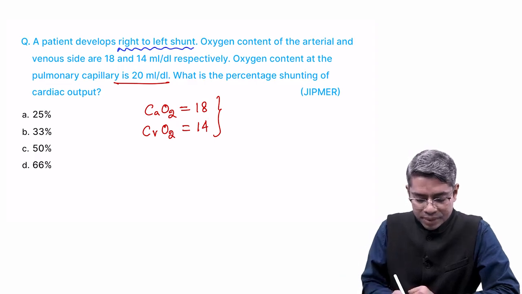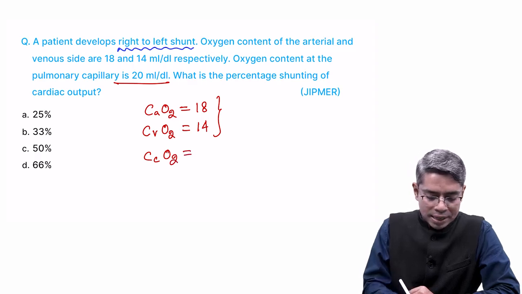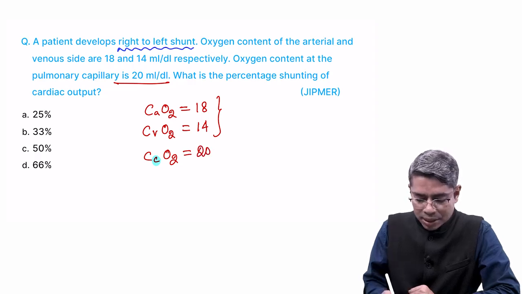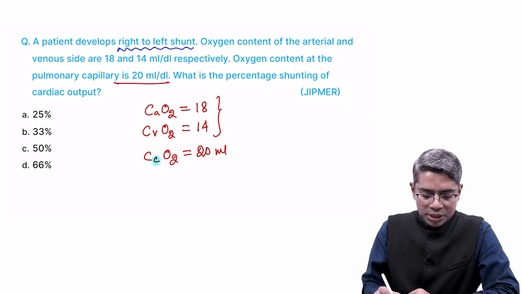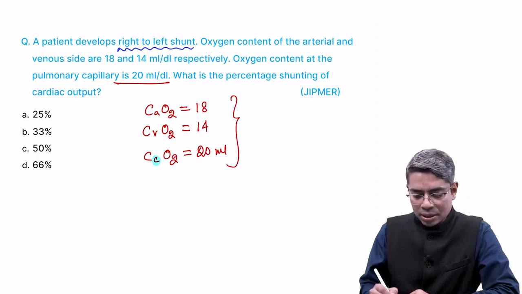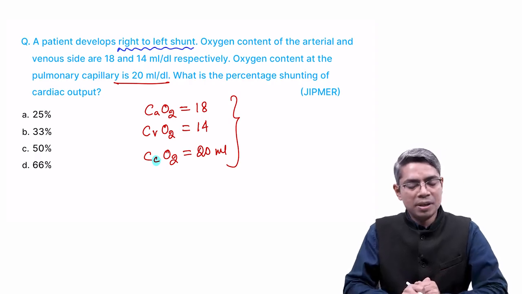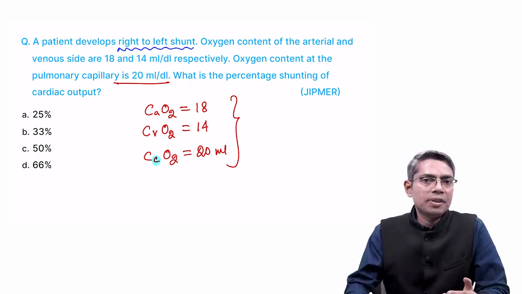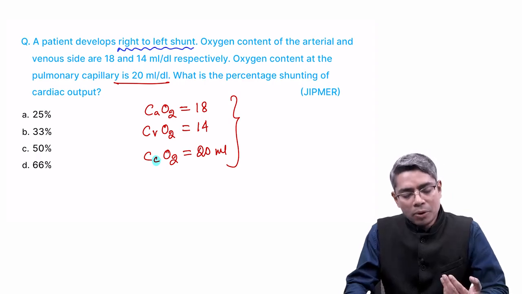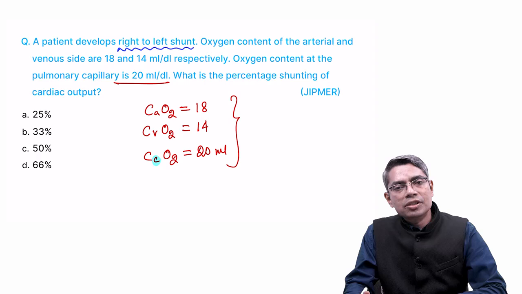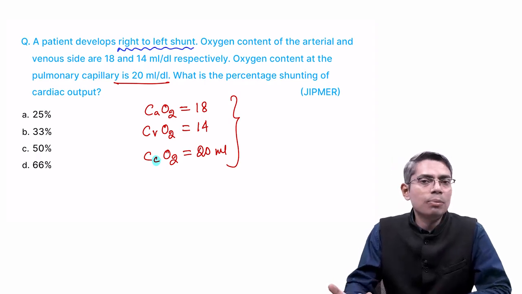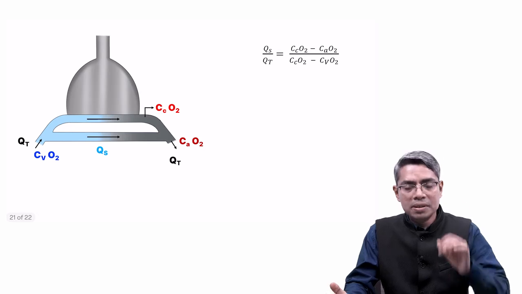CcO2, oxygen content of the pulmonary capillary. So this C for pulmonary capillary I am writing here, that is 20 ml. Got it? These are the information given in this question. From here you have to calculate the shunt percentage, shunt fraction. So this is a completely different MCQ. To understand this MCQ or to solve this MCQ, you have to understand the shunt fraction. There is a formula. So look at here. What is the shunt fraction?